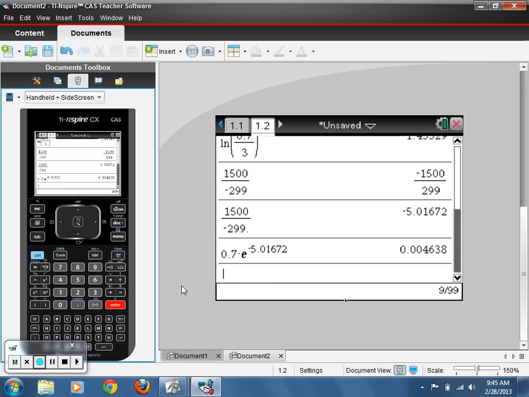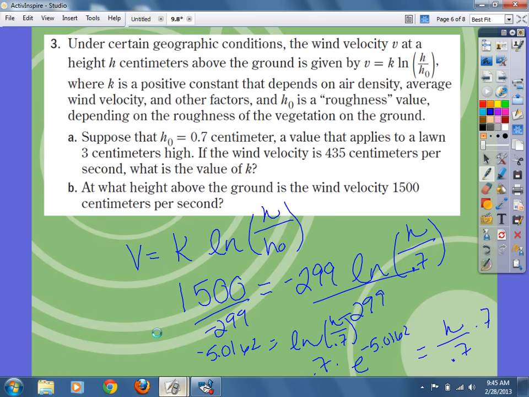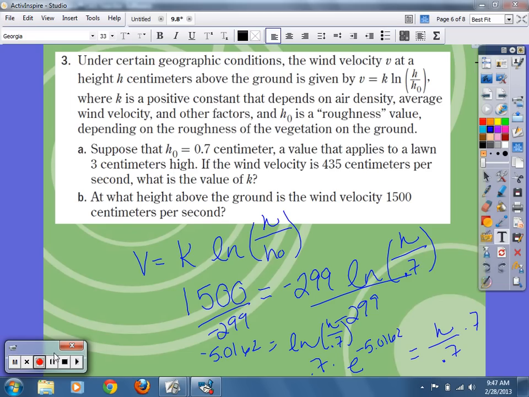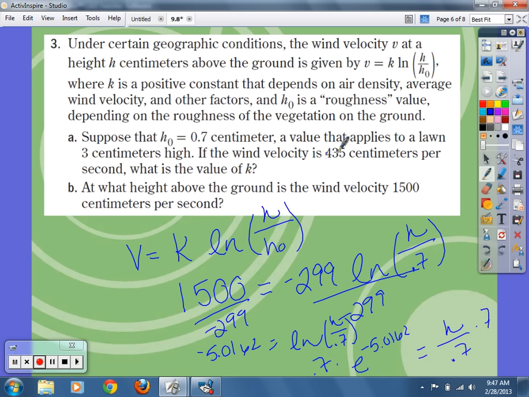And it looks like I get an answer that doesn't make sense: 0.004638. So let's see what I did wrong. This is where I miss you. Okay, I'm betting you guys are going nuts right now because I figured out what I did wrong. It was on the A problem. My K value is wrong.